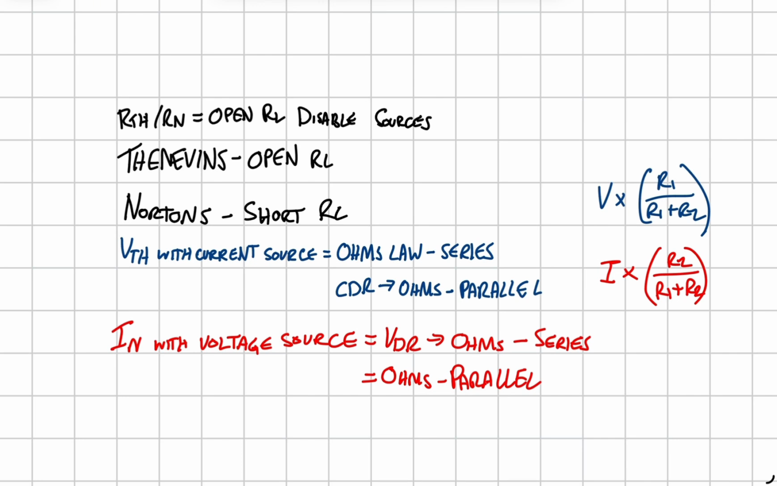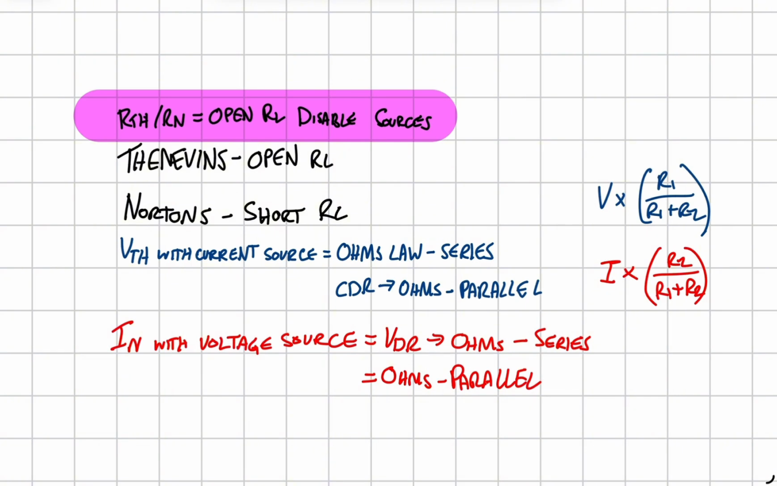So when you find Thevenin's or Norton's resistance, you need to open the RL and disable all the sources. You need to open RL to find Thevenin's voltage, and you need to find Norton's current by shorting RL. Now, it can get tricky when you're trying to find Thevenin's voltage with a current source, and the way you do it is that you use the current rules and then solve it with Ohm's law after that.